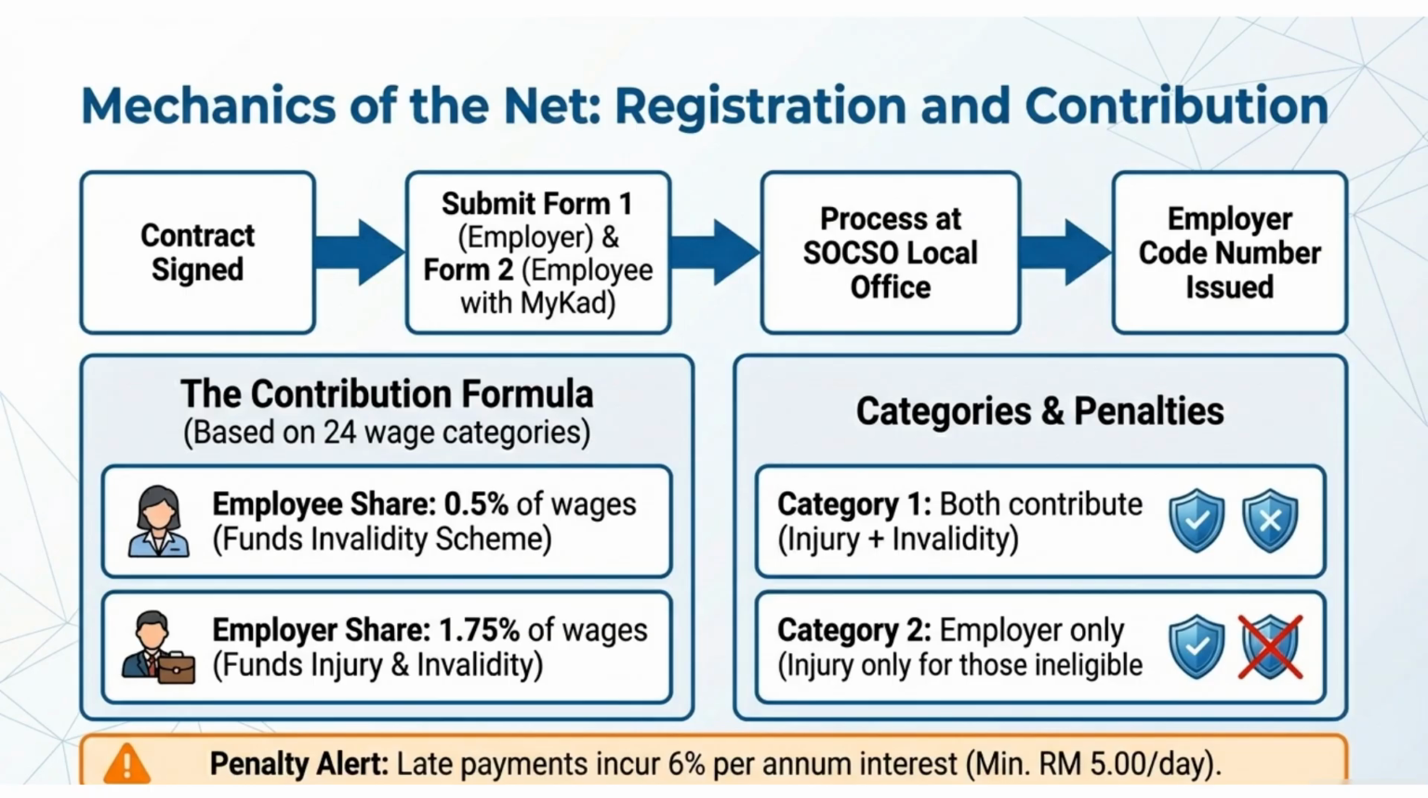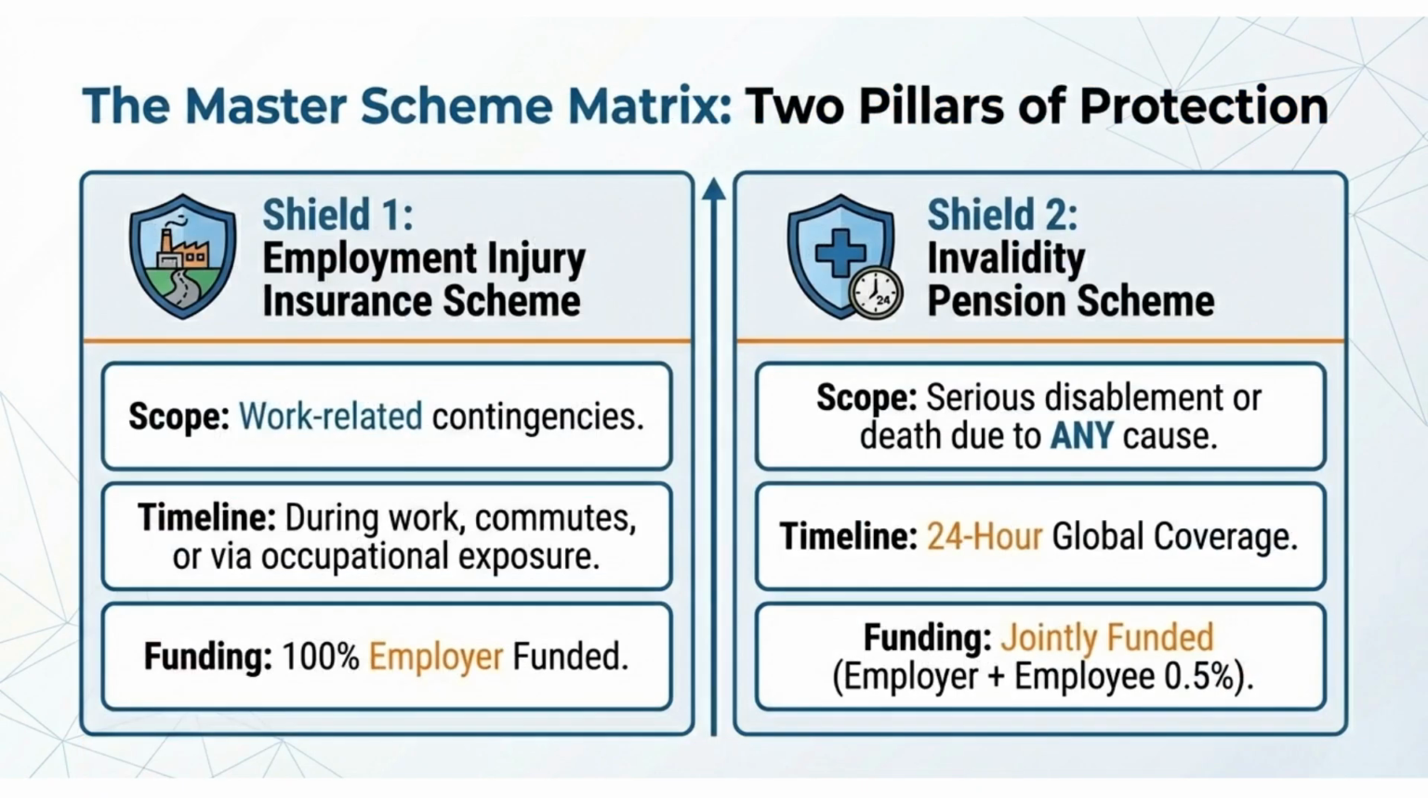Category 2 applies to employees who are not eligible for the invalidity pension scheme, such as those above age 55. SOCSO provides protection through two distinct schemes. Shield 1 is the employment injury insurance scheme. It covers work-related contingencies, meaning accidents that occur during work, during commutes, or through occupational disease exposure. It is funded entirely by the employer.